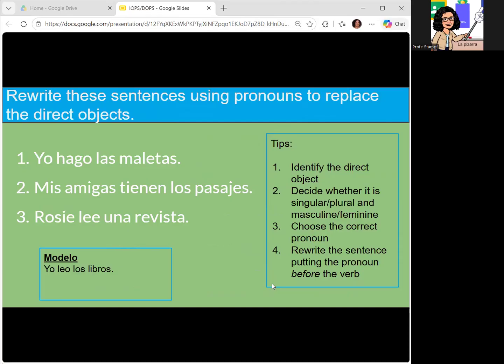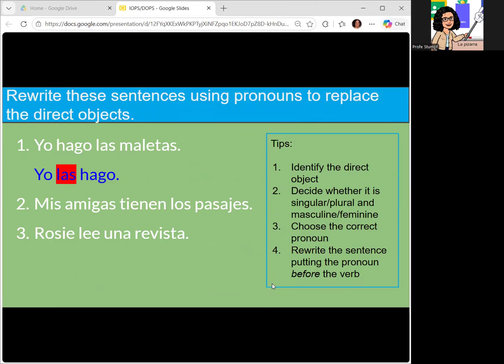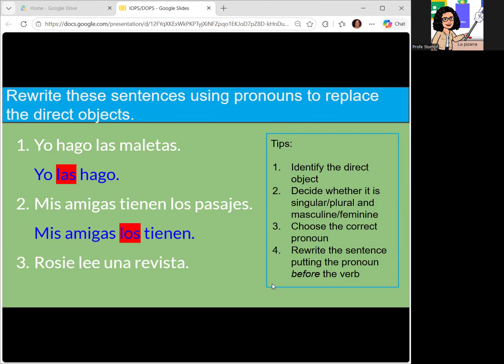So here are some more examples. I'm not going to go into detail, but I'm going to show you. So las maletas will turn into las, and there's the position of the pronoun. It's in front of the verb. Los pasajes would turn into los, and they are right in front of the verb after the subject. And una revista would turn into la once again.